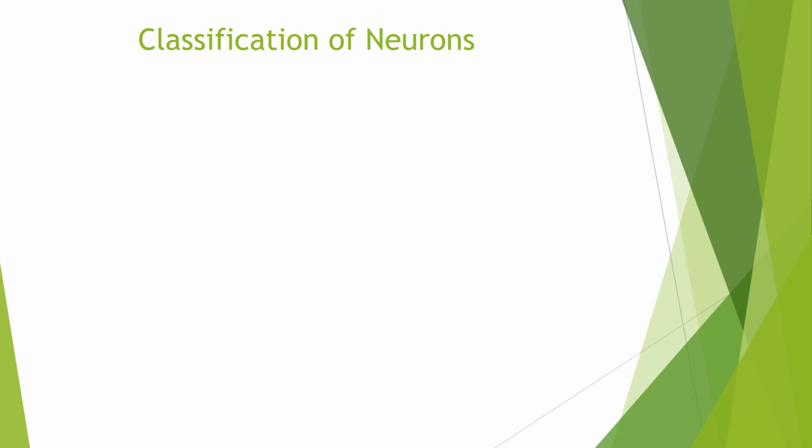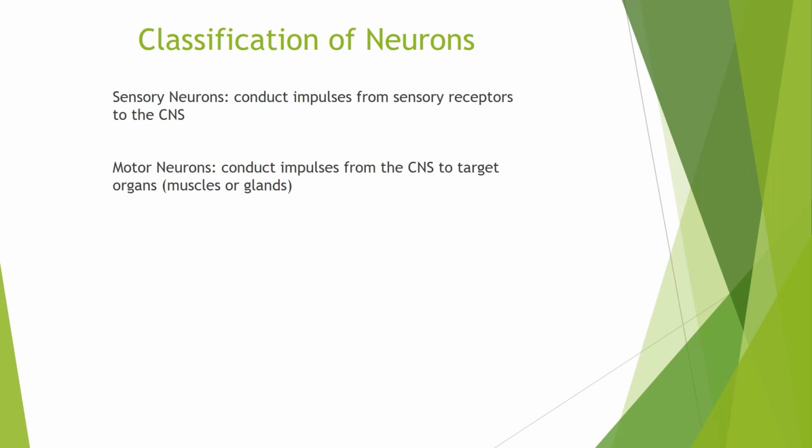Three different categories or classifications of neurons, which are all based on the direction of impulses that are conducted. So first with sensory neurons, these conduct impulses from sensory receptors in the periphery to the central nervous system. Motor neurons conduct impulses from the central nervous system to target organs, such as muscles or glands.